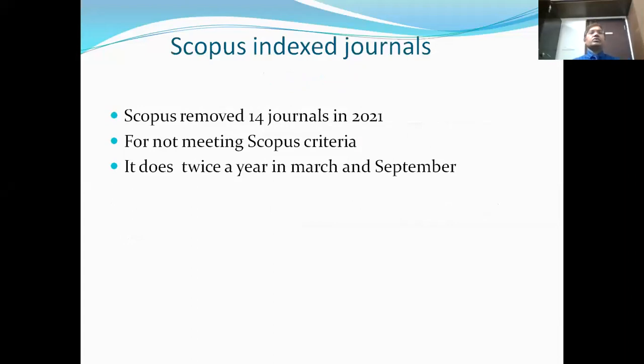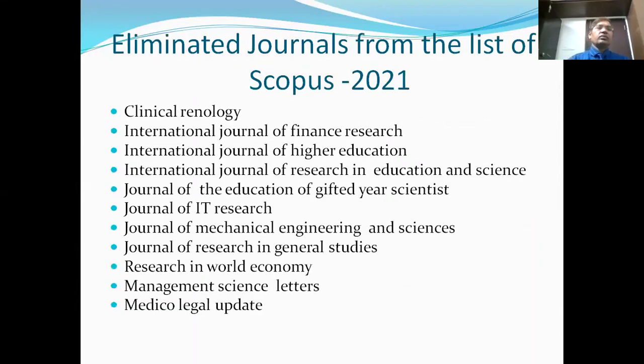Every year, in order to check the standards, Scopus eliminates some dubious journals. In this year, 2021, Scopus removed 14 journals for not meeting Scopus criteria. In this way, they are maintaining standards. It does this twice a year, in March and September. So the recent list is like this. If anyone is about to publish in Scopus, just make a note of this list of journals that have been removed from the Scopus list of 2021. Don't publish in these journals right now.